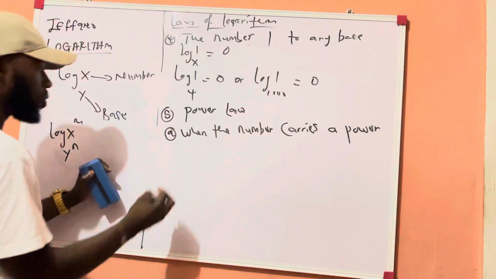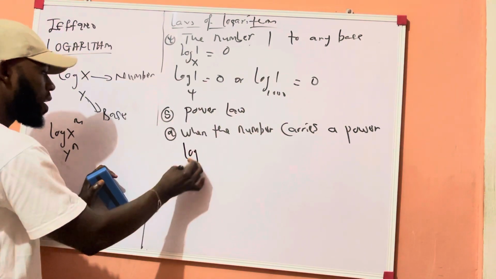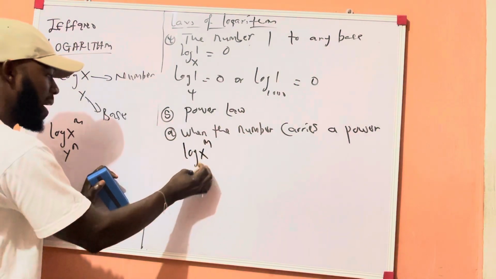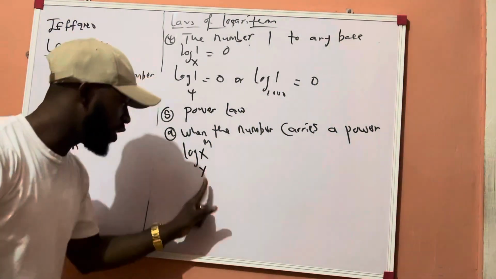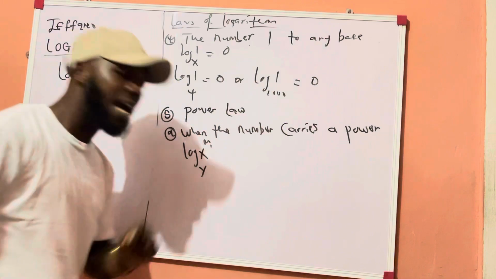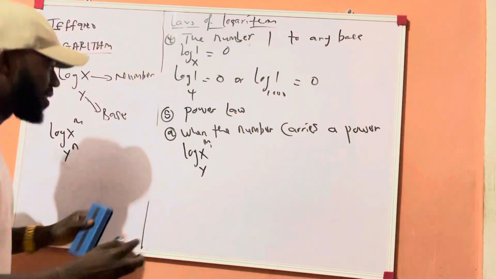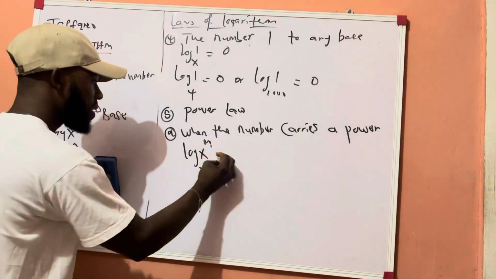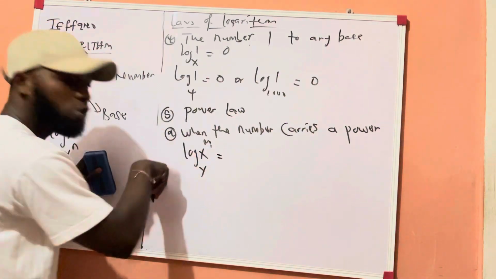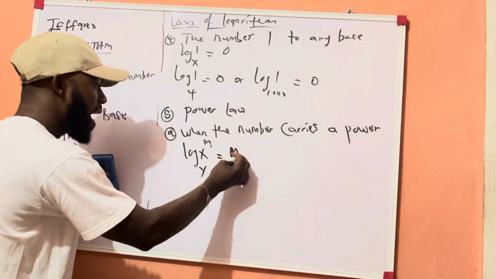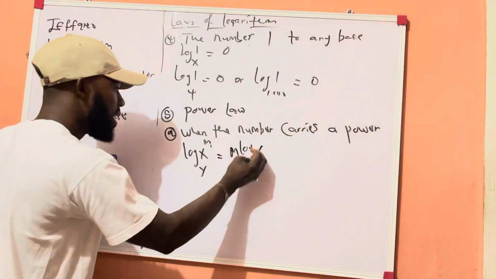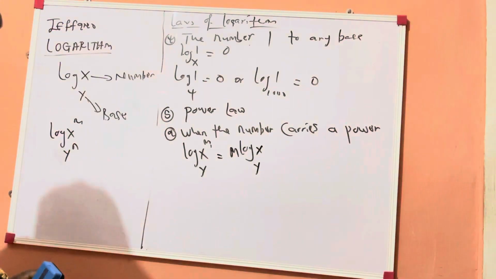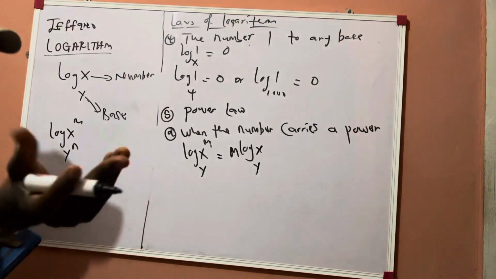Now, when this number carries a power, what do we do? Imagine we have something like this: log x raised to power m base y. This is my number, this is my base. Now, my number is carrying a power. How do you solve this? Simple. Watch me, class. The power goes back and becomes n log. If the power is no more here, what do we have left? x base y.